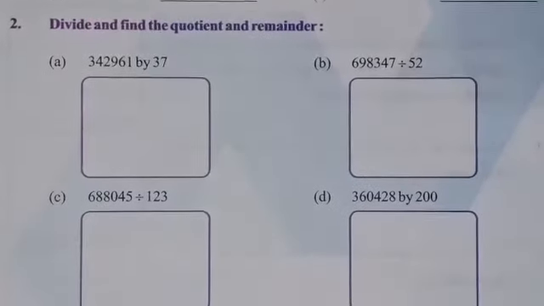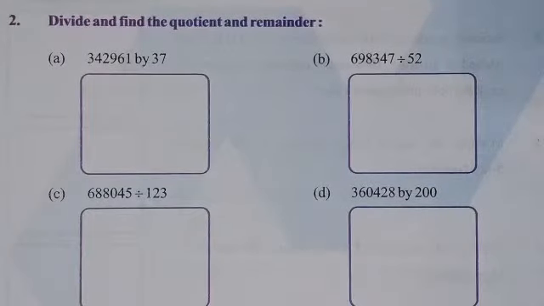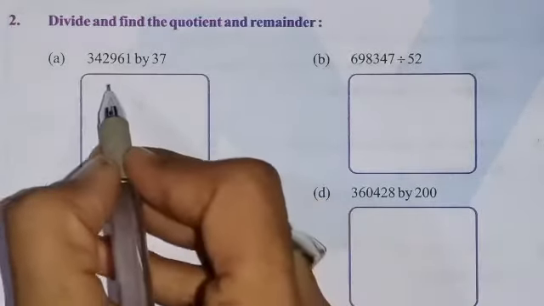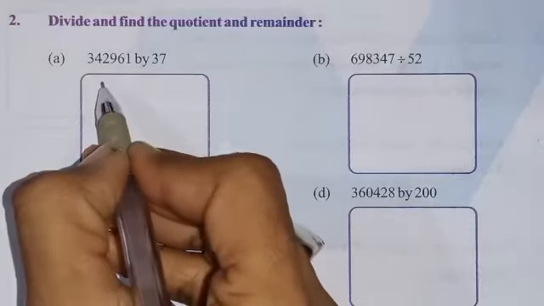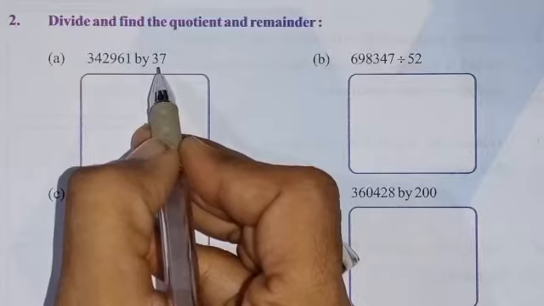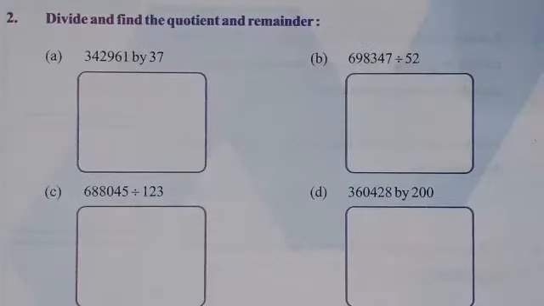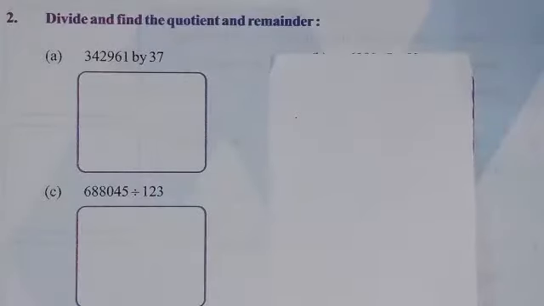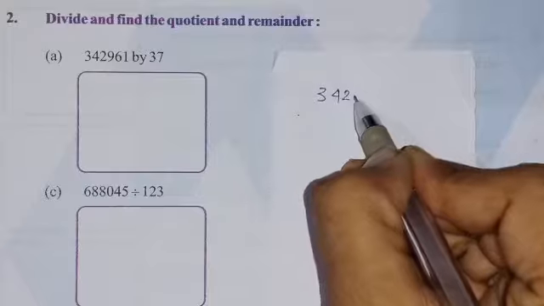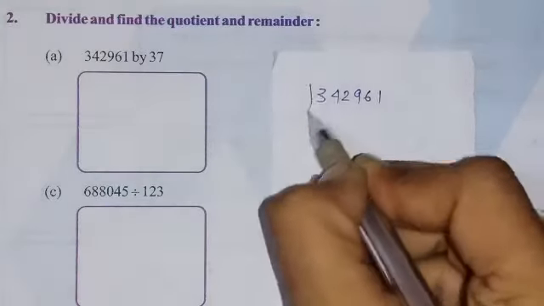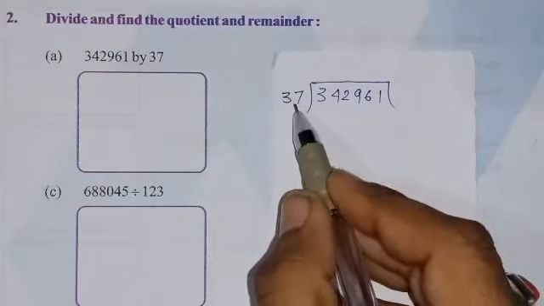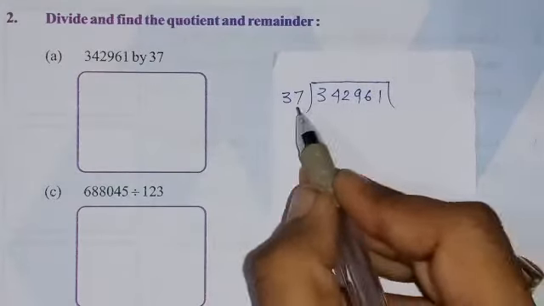Question number 2 is: divide and find the quotient and remainder. The question is given to divide this number by 37. So how to solve this kind of questions? Let's see how to divide. The number is given, 342961, and we have to divide this number by 37. First I will divide 342 by 37.